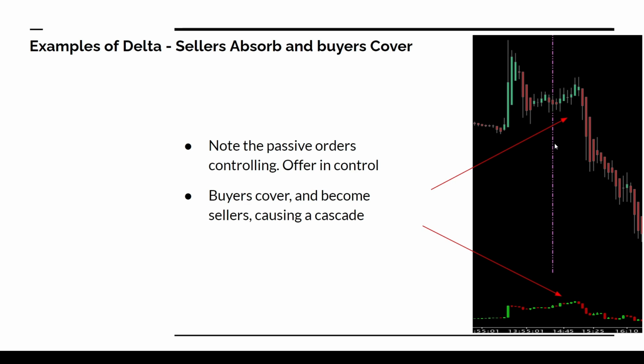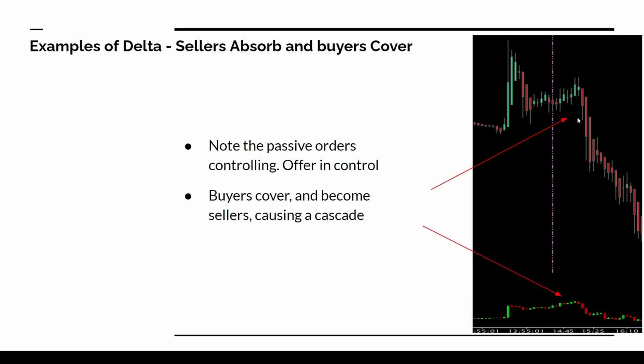So this is actually from the other session. If I remember correctly, this is from Thursday's session that has been recently carried out. Now, if we note the passive orders are controlling, okay, the offer is in control. So same theory here. We see a big bid that comes out, and then we can see a gradual buying that comes in. However, note that the offer is absorbing, and we can see that by delta made fresh highs in the session, however price has not.